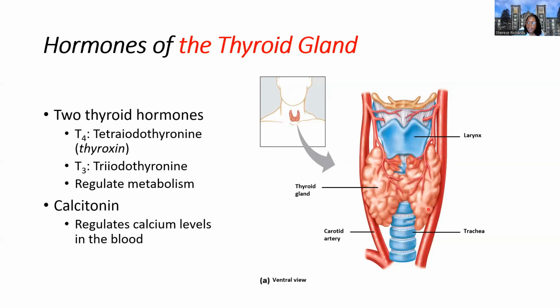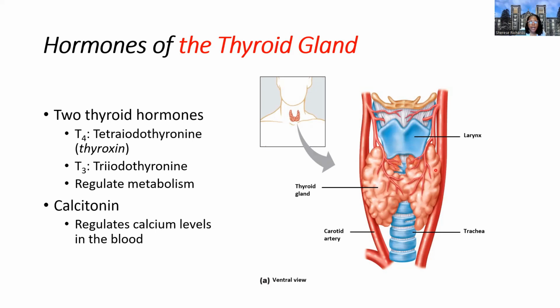Now, while we can't see this from the anterior perspective, at the back of the gland, we have four parathyroid glands that are embedded into each of the poles of the lobes. So the superior pole and inferior pole of the two lobes have those four parathyroid glands embedded in the posterior aspect.